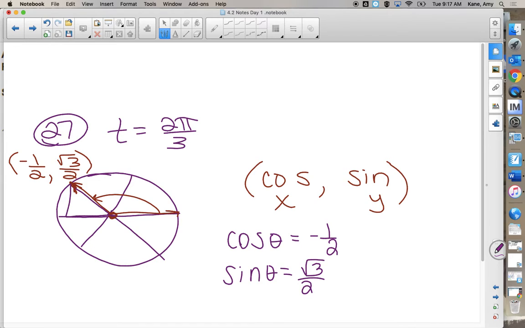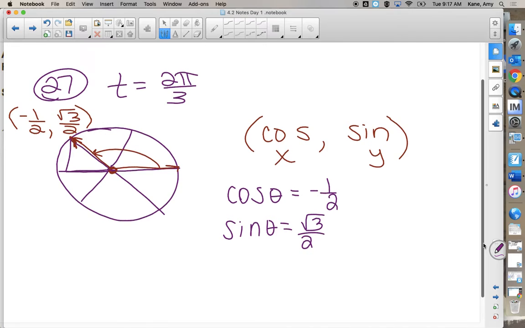But how do you find the tangent? Okay, you don't have it yet, Reese. Sorry. How would you find the tangent? So we know the ordered pair is cosine and sine. Right? And how do you get the tangent? You take the square root of 3 and divide it by negative 1. Why? Because the square root of 3 is the opposite side, and then 1 is the adjacent side.